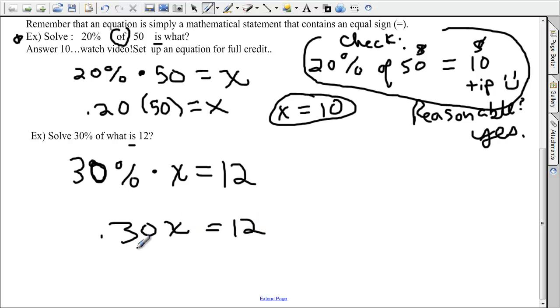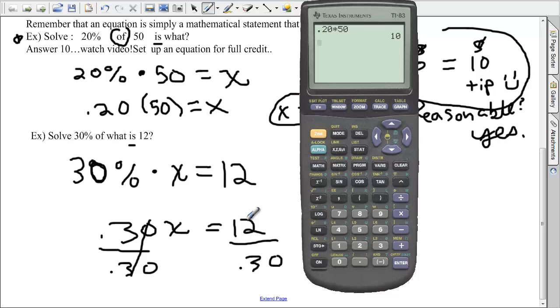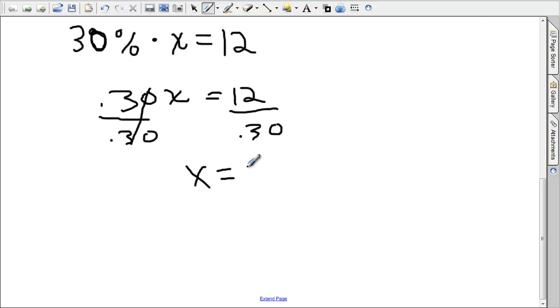Now if I'm going to solve for x, I'm going to divide by whatever's in front of it, its coefficient. So divide by 0.30. Like I said, for simplicity and time, we're literally going to type this out, 12 divided by 0.30. We get 40. So x equals 40.